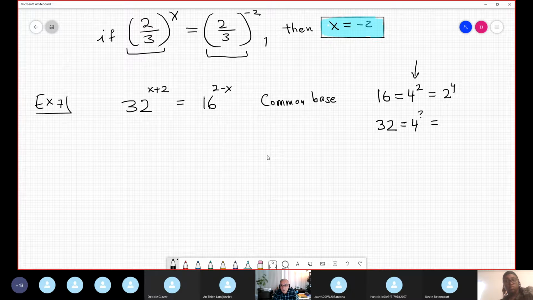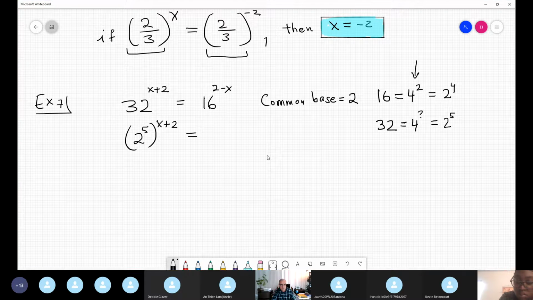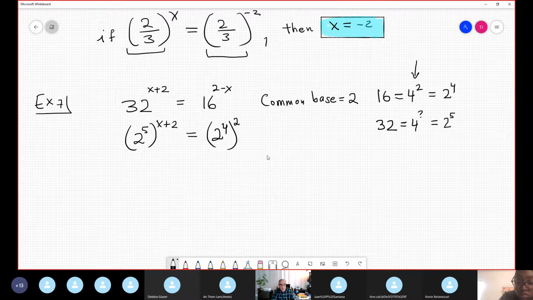Yes or no? And 2 to the 5th power is 32. Do you see that? So the common base is obvious, it is 2, not 4. So 2 to the 5th, raised to the x plus 2, is equal to 2 to the 4, which is 16, raised to the 2 minus x.